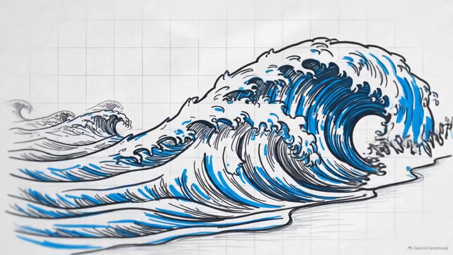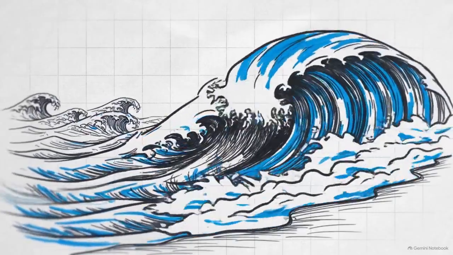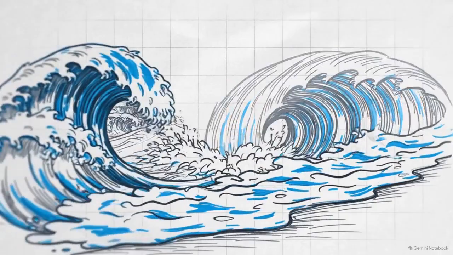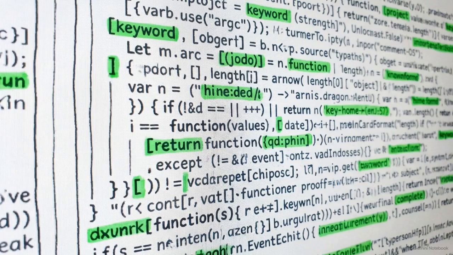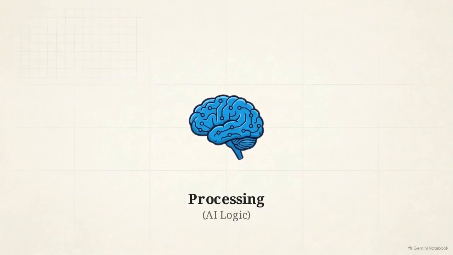When we look at a crashing ocean wave, our human eyes instantly see a beautiful, vibrant blue color. But a computer looking at that same scene doesn't really see the water or the waves at all. In many ways, computers are actually blind to the pictures we show them. That's why we use artificial intelligence.